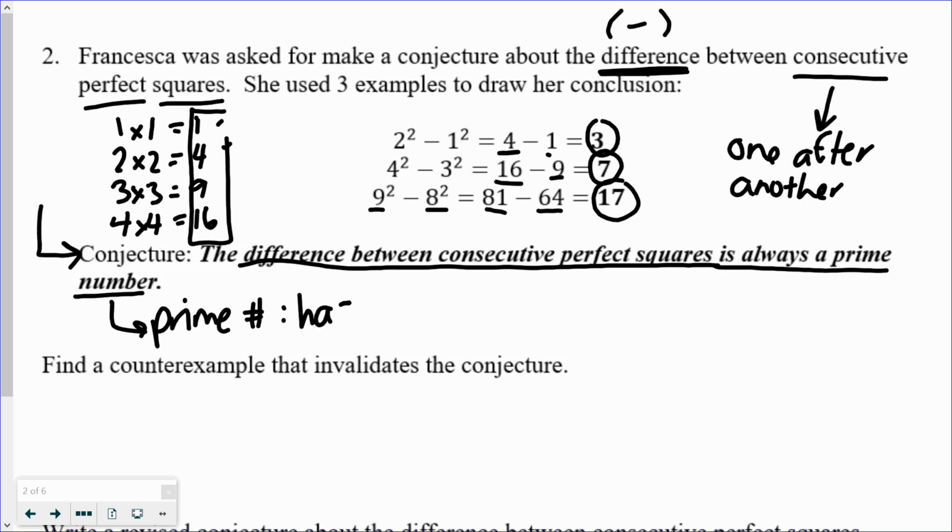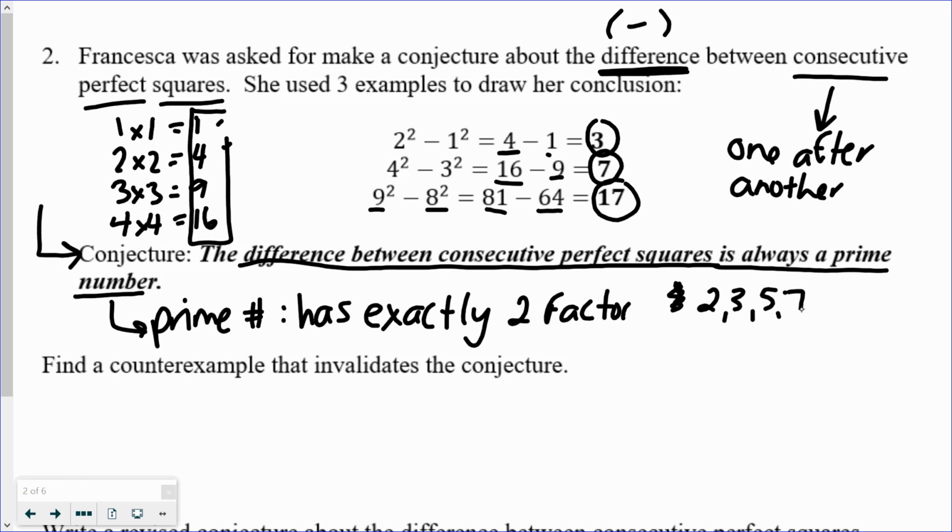Okay, so again, a prime number has exactly 2 factors, right? 1 and itself. So, no, 1 is not. So 2, 3, 5, 7, 11, 13, 17, 19, and so on, and so on. So 3 is a prime number, 7 is a prime number, 17 is a prime number.